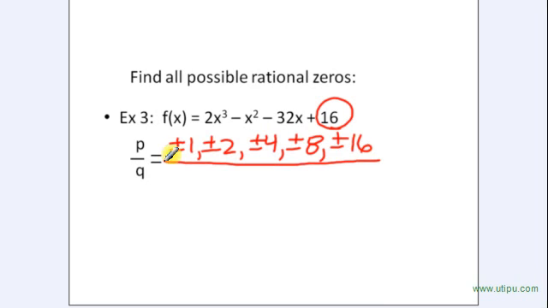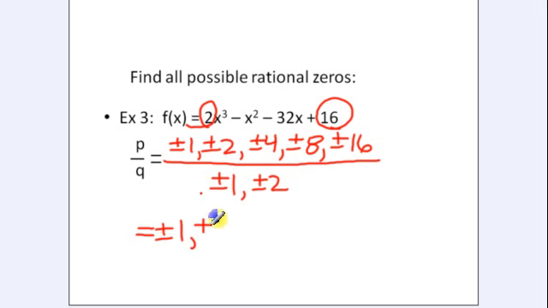Then divide that by the factors of the leading coefficient, being 2 here. So we'd have positive negative 1 and positive negative 2. Now, we need to divide all those out. Well, each of those divided by 1 is just all of those listed again. So positive negative 1, 2, 4, 8, 16. Then I need to go through and divide each of my numbers by 2.